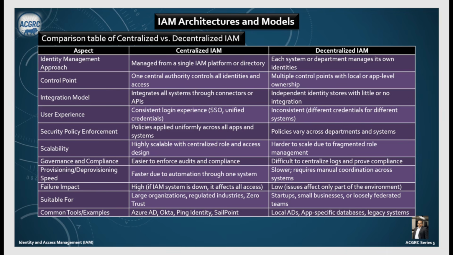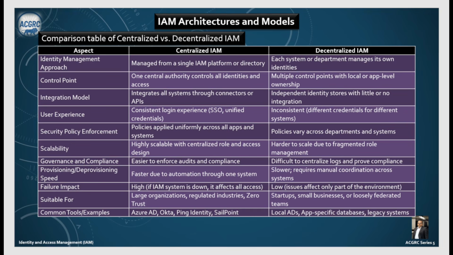From a provisioning perspective, centralized provides faster provisioning. You can automate it better. With decentralized, it's a challenge. Failure impact, yes. In this case, there is a high impact if the centralized system goes down. That's an advantage in a decentralized setup, wherein one failure might impact only a very small area, the area it controls. So that's one positive aspect of decentralized.